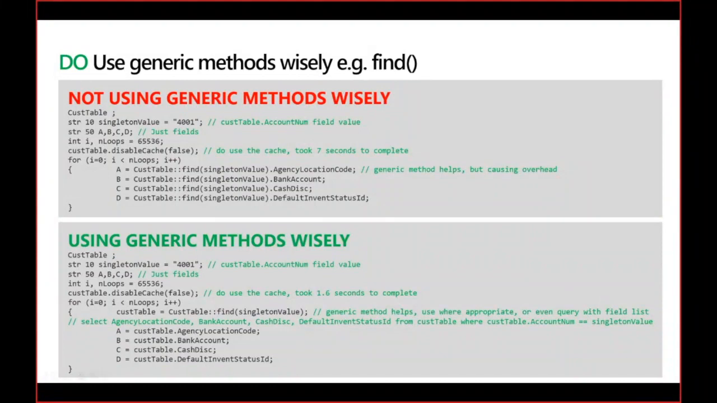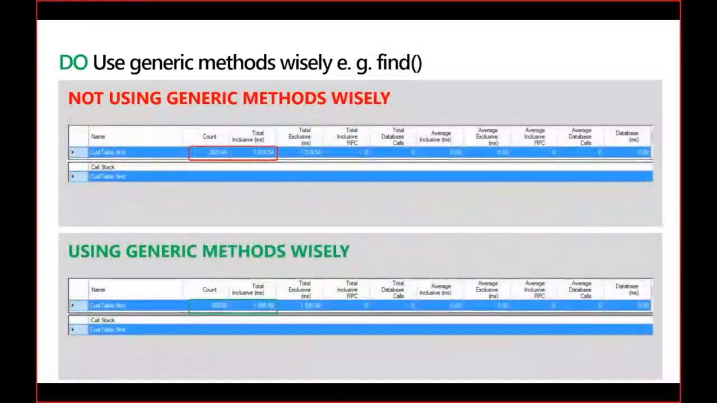in the code. If you compare here the traces, then you can see that when you are not using generic methods wisely, it's around 7 seconds versus 1.6 seconds on castable find methods when we are using them wisely. Of course, we could say this is not a huge difference, but again, this is just one simple example. If you have such examples throughout your whole code base on several occasions, then of course, it could lead to a huge difference in the overall performance.